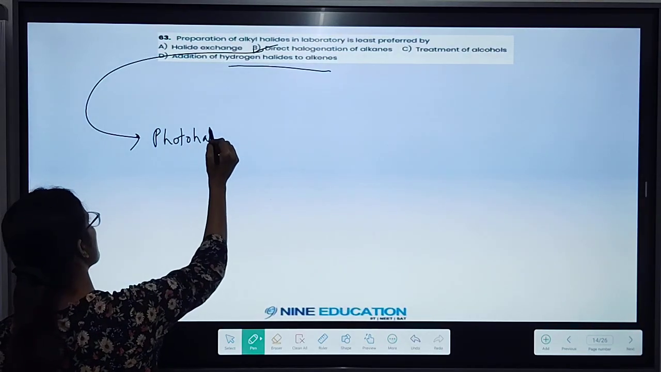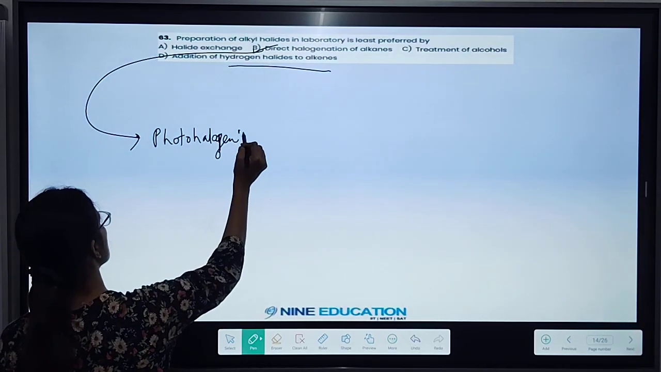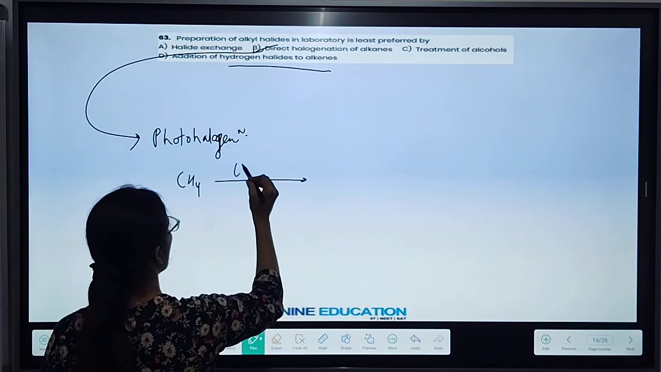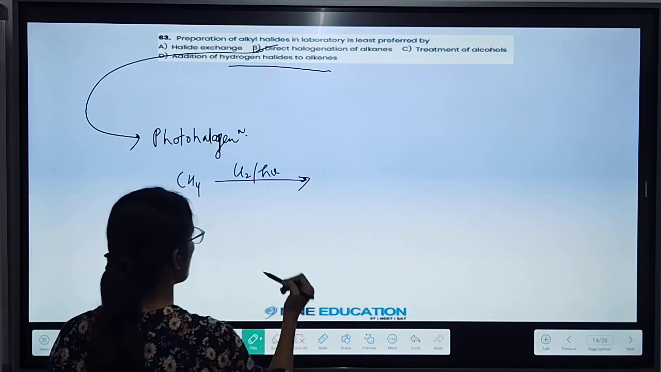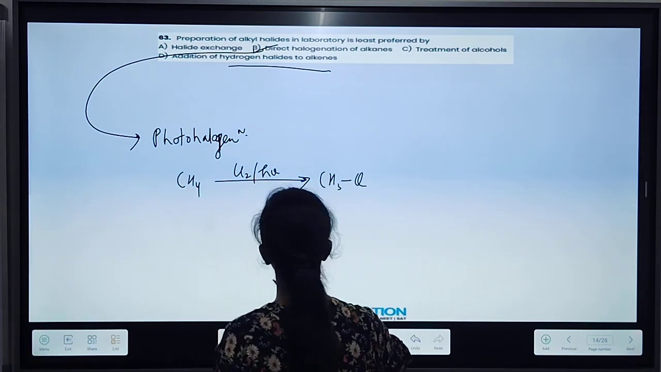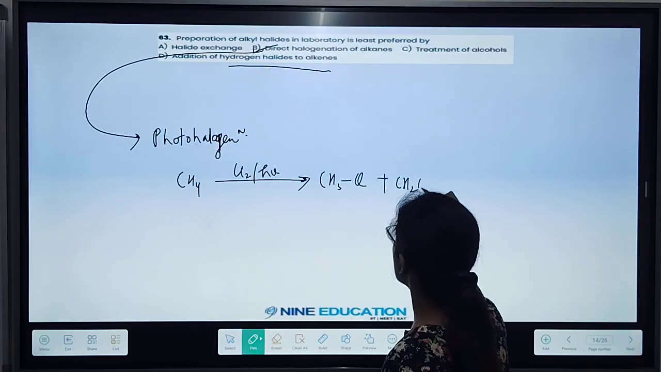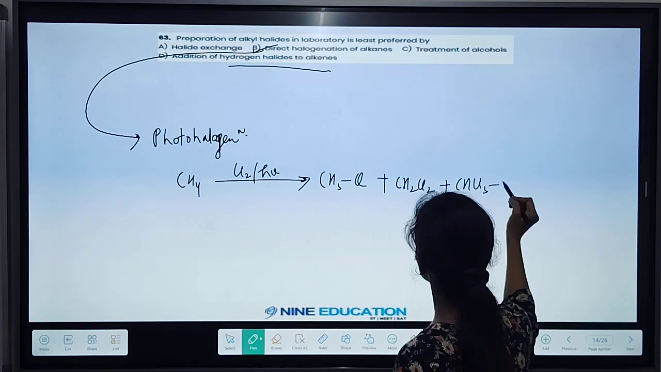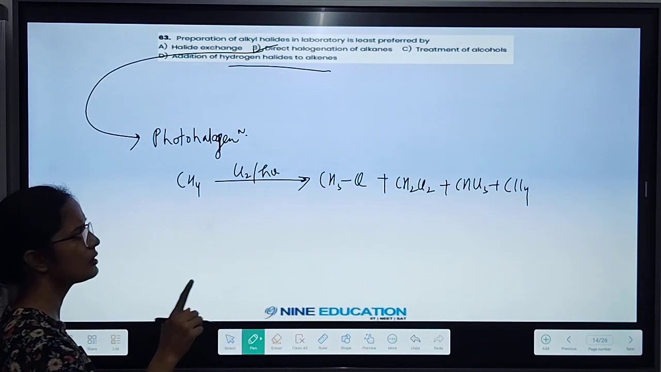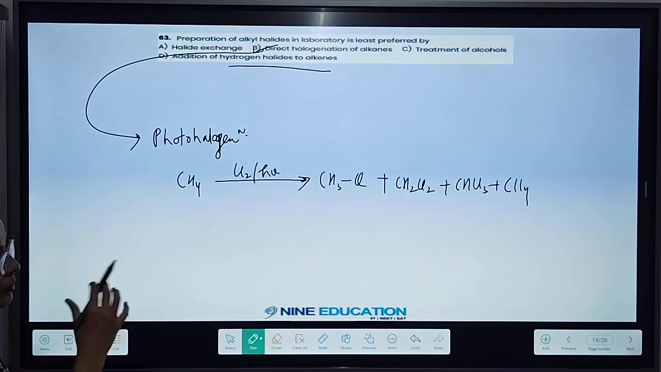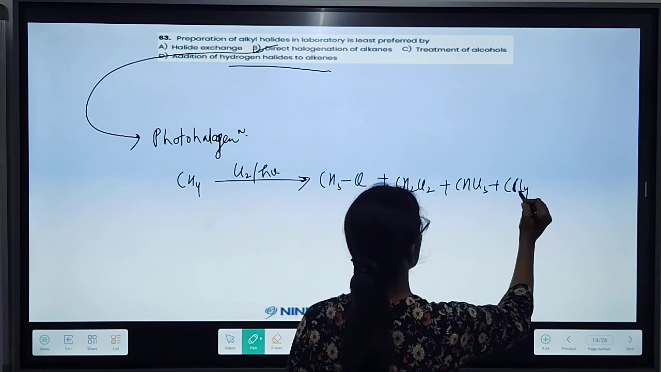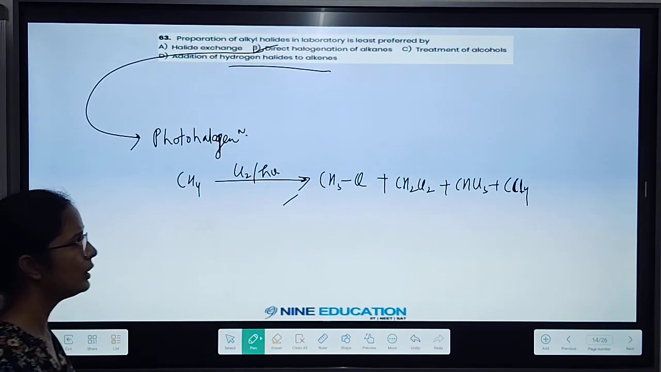They are talking about the photohalogenation reaction, and we know that in that case we face a problem. If we take CH4 and react it with Cl2, h nu, and we only want to make CH3Cl, which means monochlorination, along with this we get the dichloro product, the trichloro product, as well as CCl4, the tetrachloro product. So first, we get a mixture of products here. On top of that, the yield of CH3Cl will also be low.